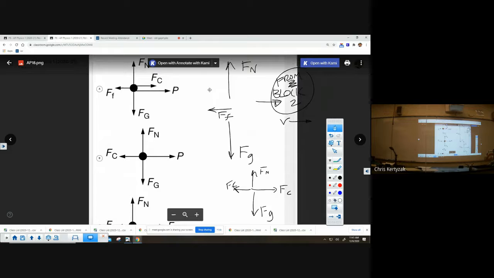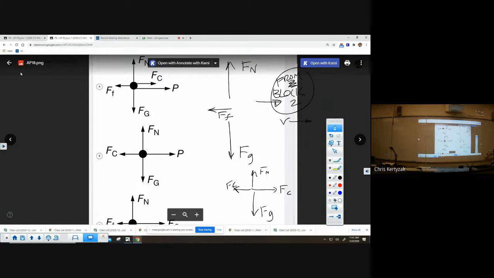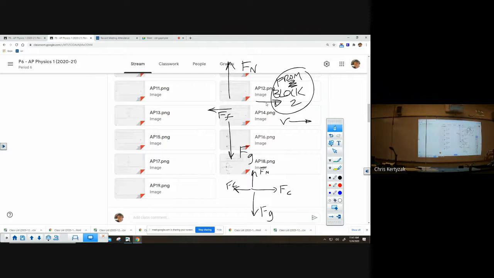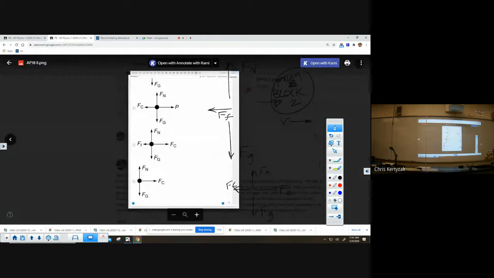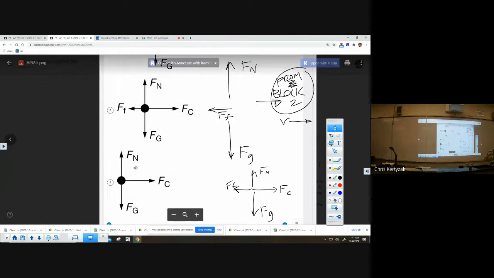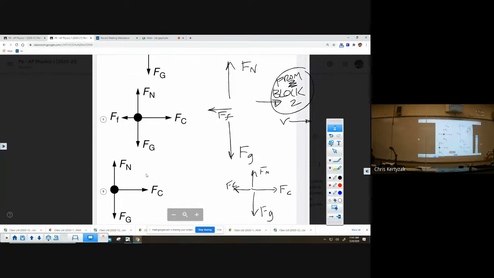So A is out. B is out. This is one of those ones that I had cut off, so I have to go to 18, which is up here. C is... ding, ding, ding, ding. It's C. Because D is almost right, but there's no friction force being represented there. So it would have to be C.